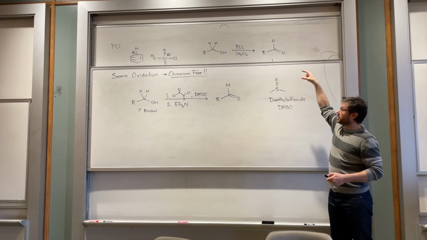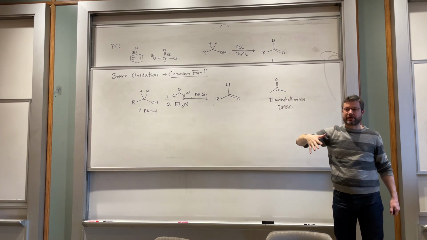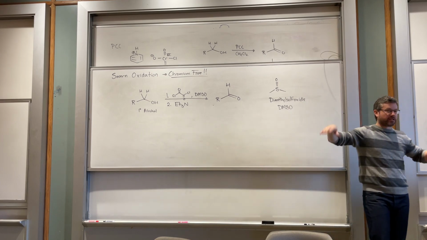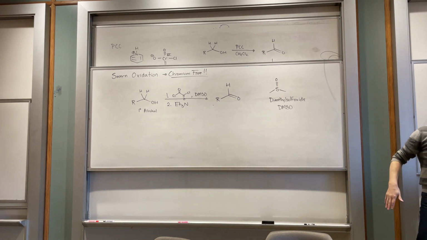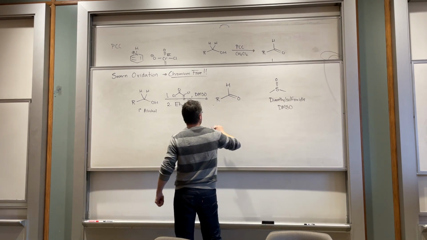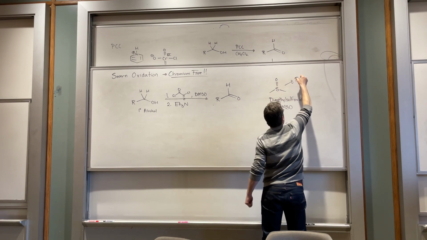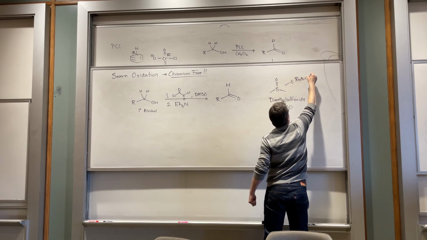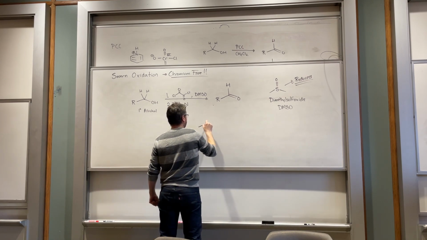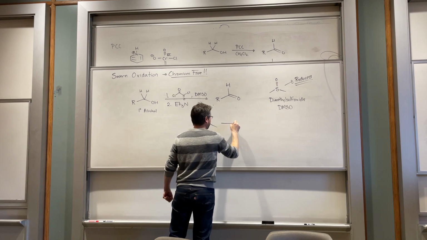Whenever we oxidize, just like with the chromium oxidation, whenever we oxidize carbon, we have to reduce something else. Those two things are always in balance: if something is being oxidized, something else is getting reduced. This is an interesting reaction because the thing that's getting reduced is the DMSO, from dimethyl sulfoxide to dimethyl sulfide.